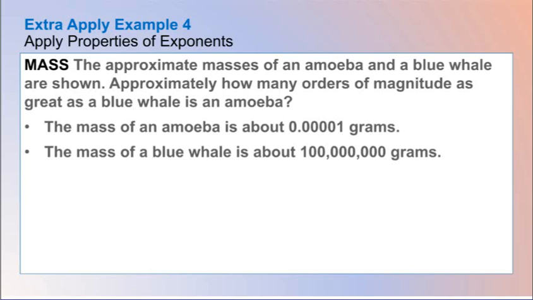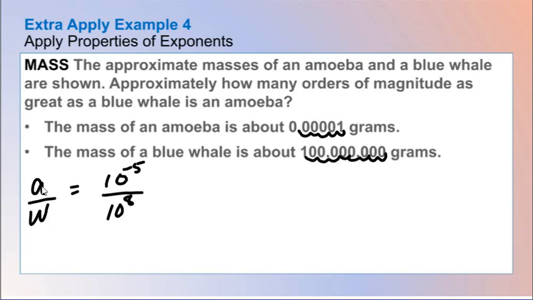Next, the approximate masses of an amoeba and a blue whale are shown. Approximately how many orders of magnitude as a blue whale is an amoeba? So think of it this way. An amoeba is how many orders of magnitude as great as a blue whale. So we're going to do amoeba compared to a whale. And since the mass of an amoeba is about 0.00001 grams, that would be the same as saying 10 to the 1, 2, 3, 4, 5th power, so negative 5, divided by the whale, which would be 1, 2, 3, 4, 5, 6, 7, 8, 10 to the 8th power. And when you divide like bases, you subtract the exponents. This will give us 10 to the negative 13. So the orders of magnitude would be negative 13 orders.